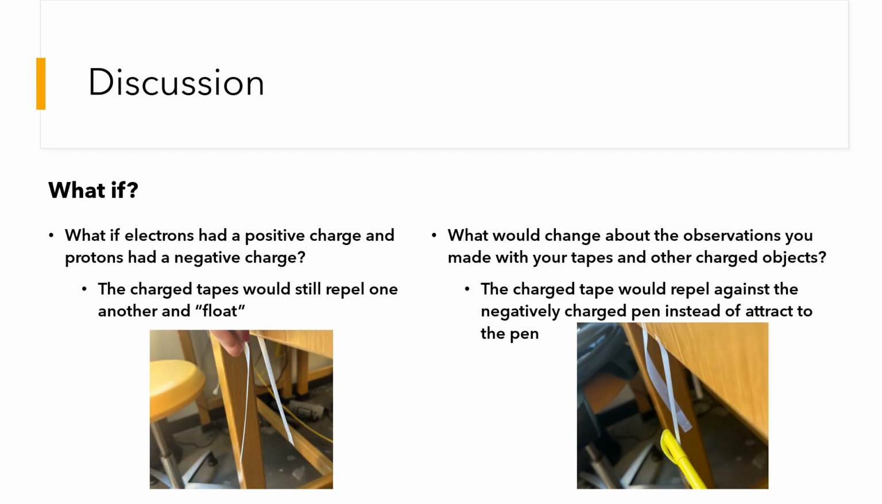If protons and electrons switch charges, the observations between the charged tapes would not change, as the charged tapes would still repel each other since they have like charges. However, if the charged tape were to interact with a negatively charged pin, the tape would repel the pin due to the fact that protons now have a negative charge.